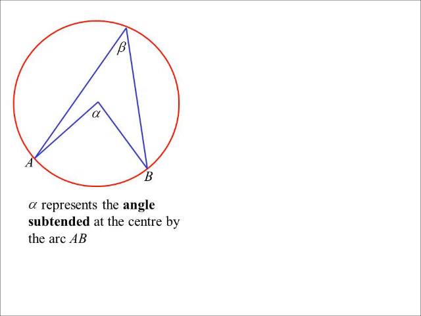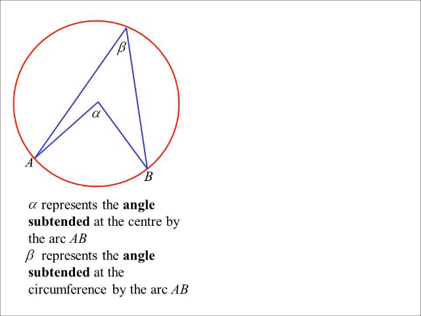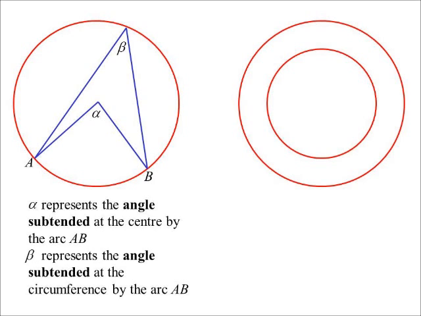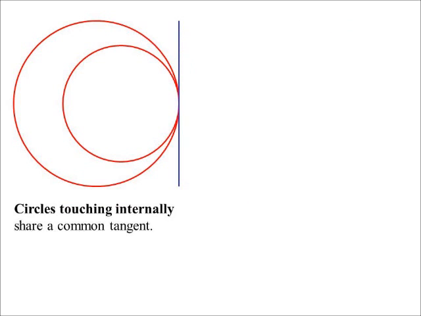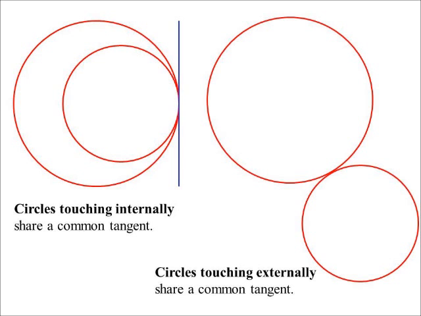And again, I assume the minor arc unless specified. That one there would be the angle subtended at the circumference, also coming from those two points A and B. And that might remind you of a theorem that we will look at later. Concentric circles have the same centre. These are what we call circles that touch internally. So one circle is inside the other, but they only touch at one point. Thus they share a common tangent. But you can also have two circles that touch externally. They also share a common tangent.